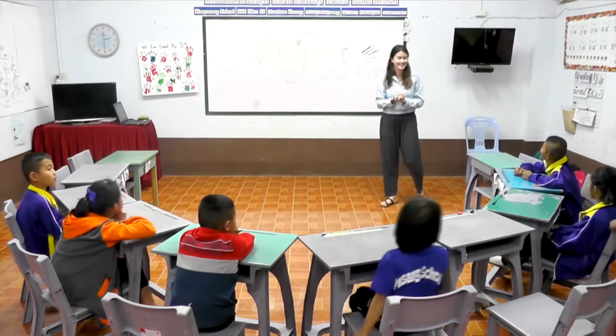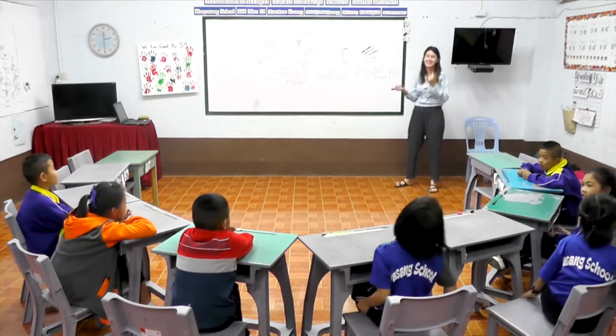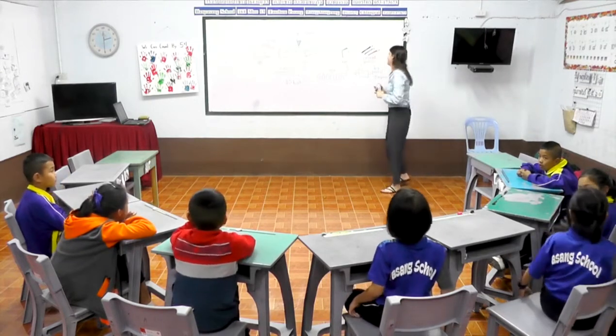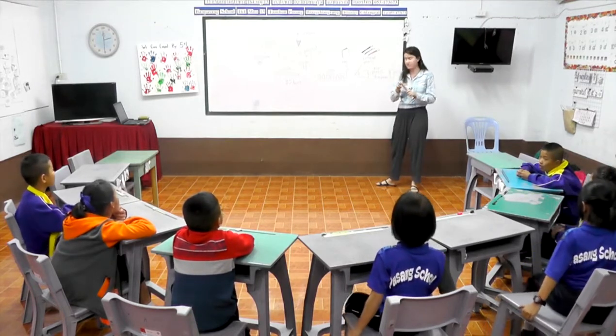TV. A TV? Can we buy a TV for 20 baht? I don't think we can buy a TV for 20 baht. Some eggs. Some fish? Yeah. We can buy some fish? Okay.